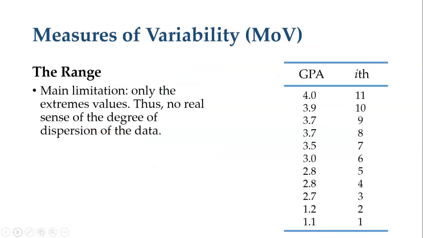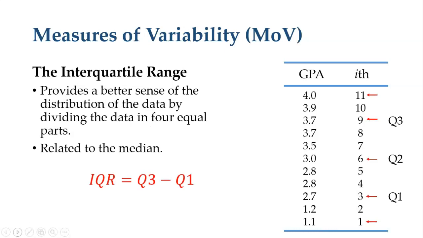One of the problems of the range is that it only takes into consideration the extreme values, but it doesn't tell us anything about what happens inside, or to what extent these values are clustered together or similar to each other. So it's not a very powerful kind of measure. So we can use as an alternative the interquartile range.